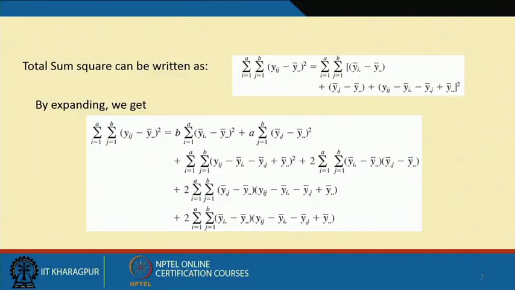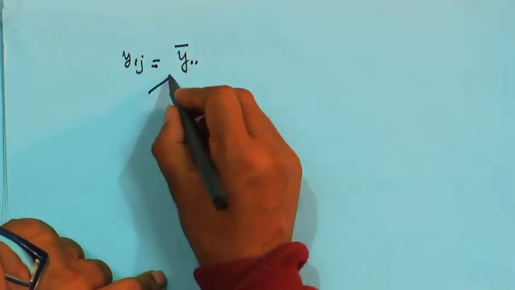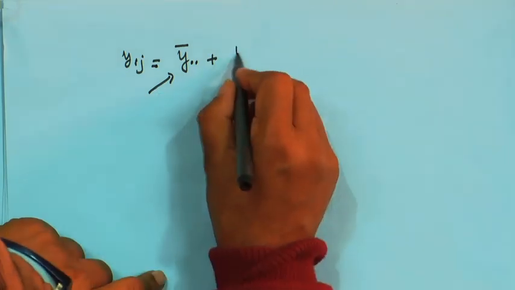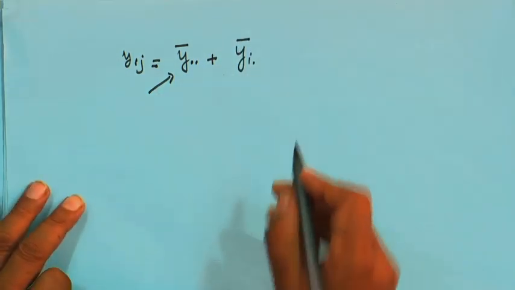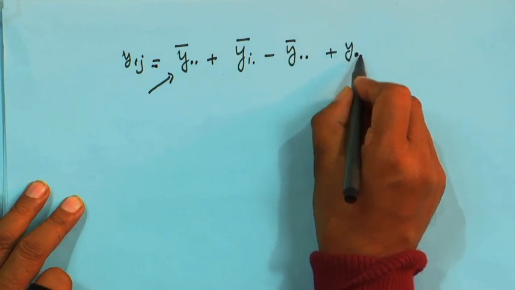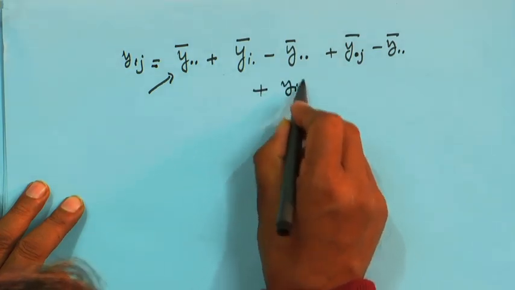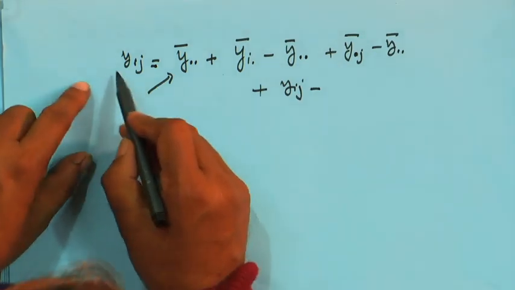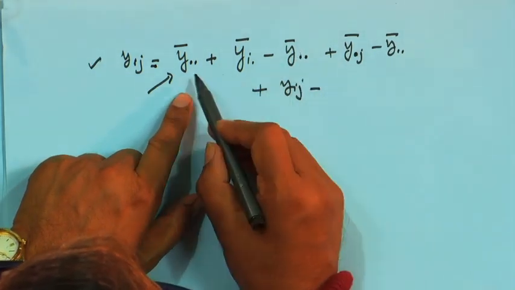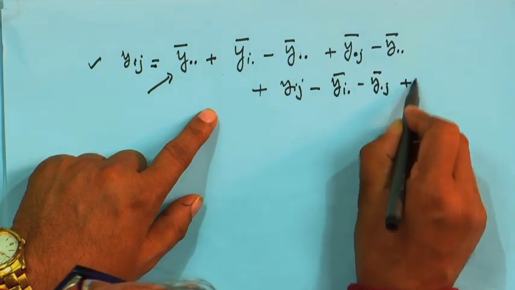Let us see that when you collect data, you have y i j equal to y double dot bar, which is the grand average, plus y i dot bar minus the grand average, plus y dot j bar minus the grand average, plus y i j, and in order to make left hand and right hand equal, this and this will be cancelled out. So, that means minus y i dot bar minus y dot j bar plus y double dot bar.